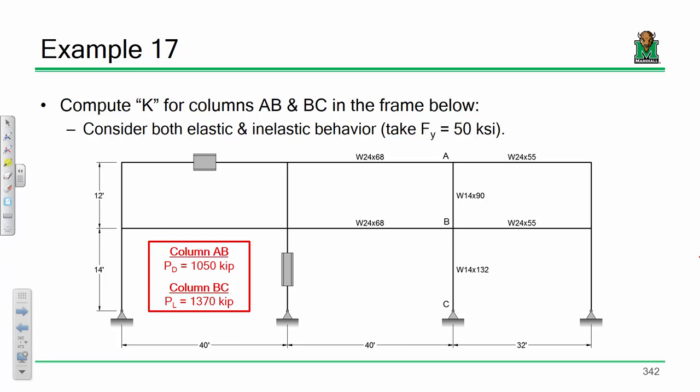So this is all X axis conditions. I need the moments of inertia for each of these shapes. Let's start off with the 24 by 68. Anybody have a moment of inertia for that? 1830. Do I have a second on that? Okay, so that's the same thing here. What about the W24 by 55? What's its moment of inertia? 1350. Do I have a second on that?